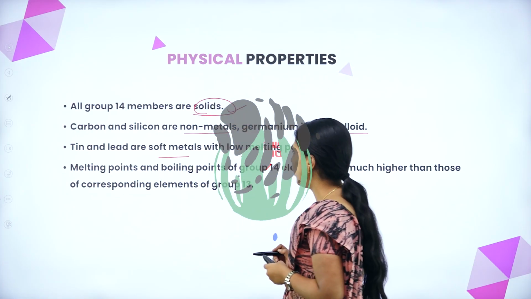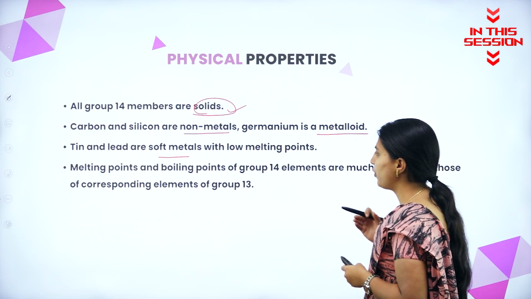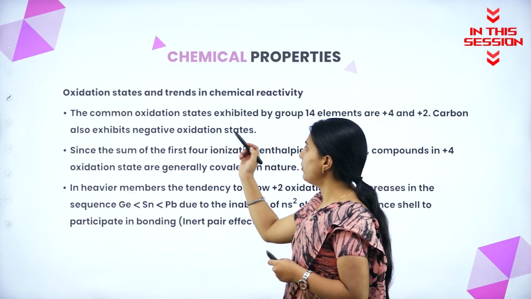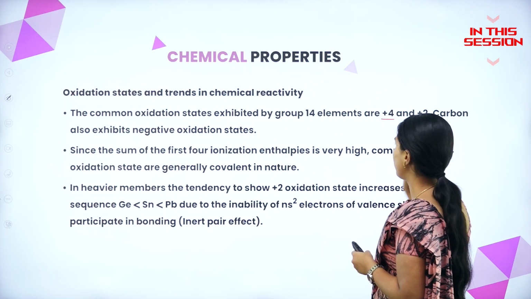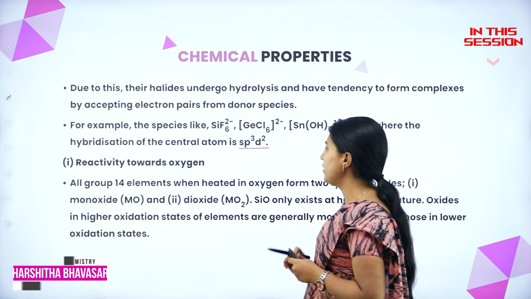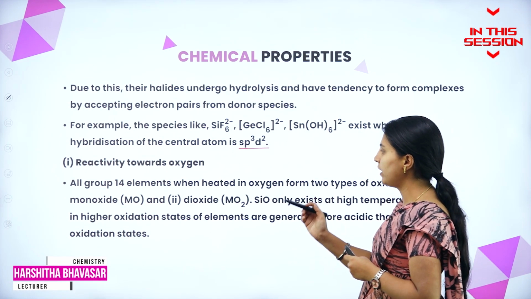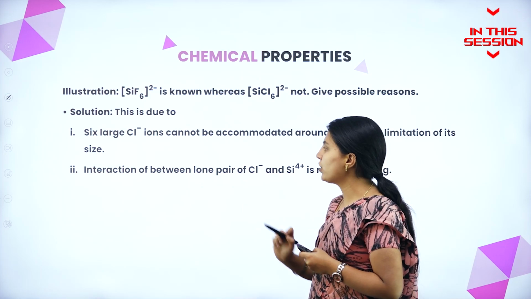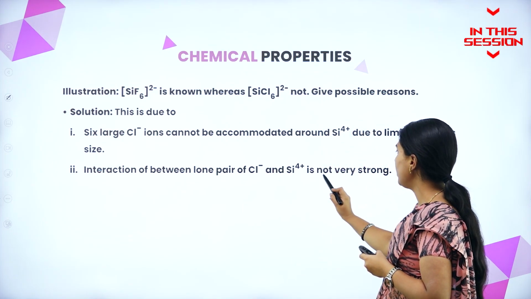Melting points and boiling points of group 14 elements are much higher than those of corresponding elements of group 13. The common oxidation states exhibited by group 14 elements are +4 and +2. All group 14 elements, when heated in oxygen, form two types of oxides, that is monoxide and dioxide. Interaction between lone pair of chloride and silicon 4+ is not very strong.